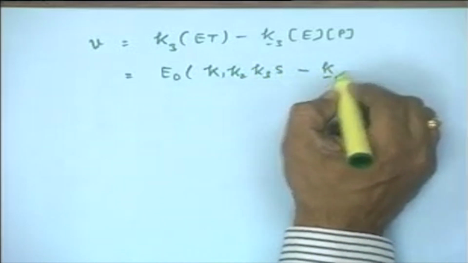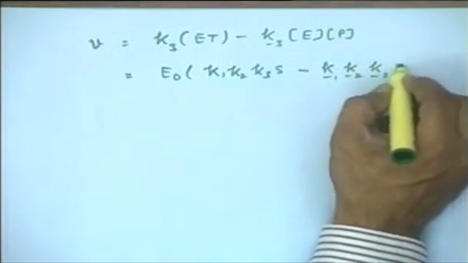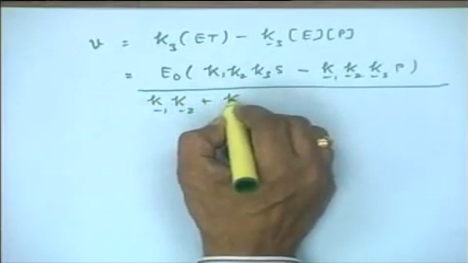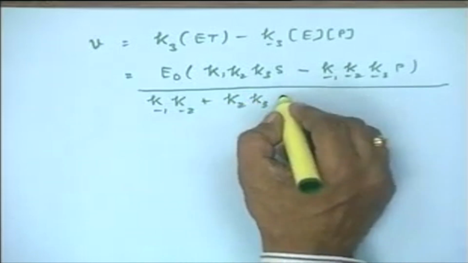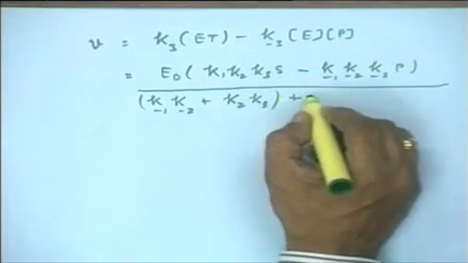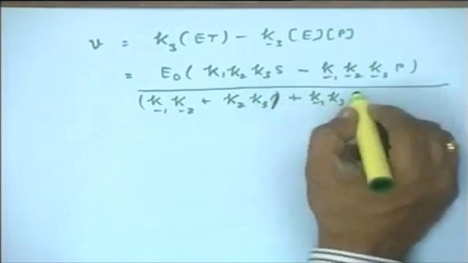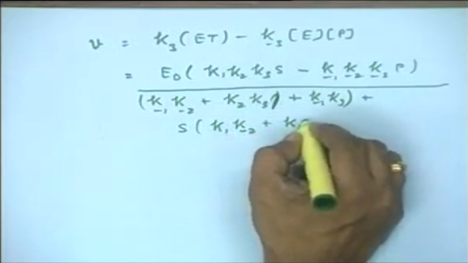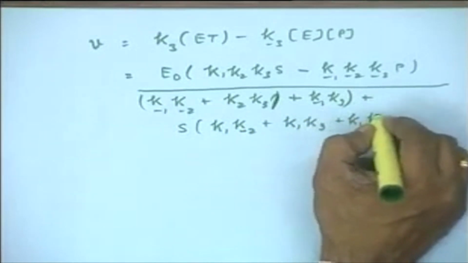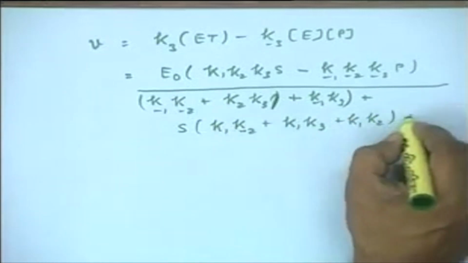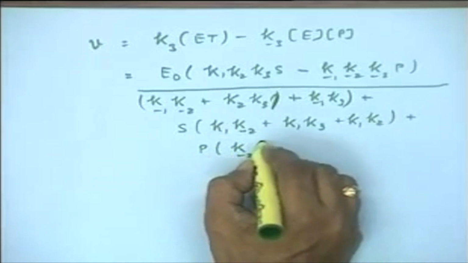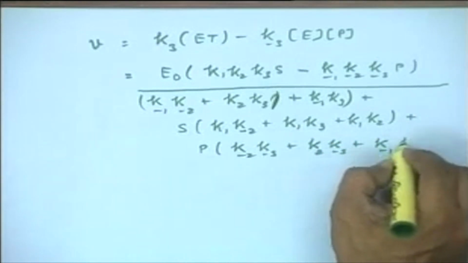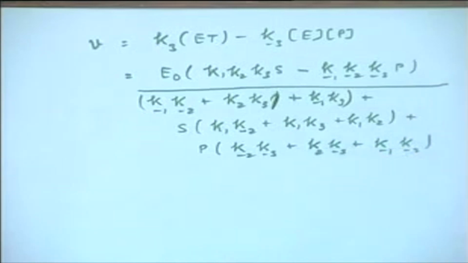into S minus K minus 1, K minus 2, K minus 3 into P whole upon K minus 1, K minus 2 plus K2, K3 plus K minus 1, K3, sorry, this is the whole bracket, plus S K1, K minus 2 plus K1, K3 plus K1, K2 plus P K minus 2, K minus 3 plus K2, K minus 3 plus K minus 1, K minus 3. So, this comes out to be the rate expression for such a reaction mechanism.